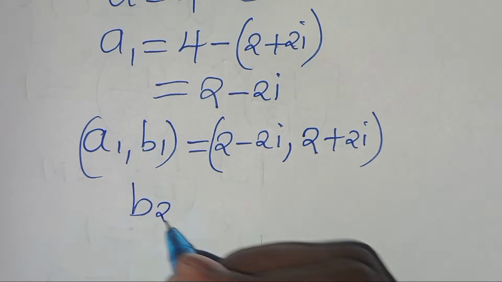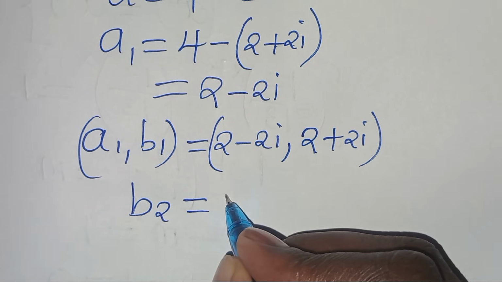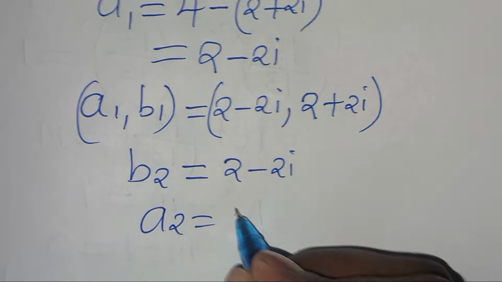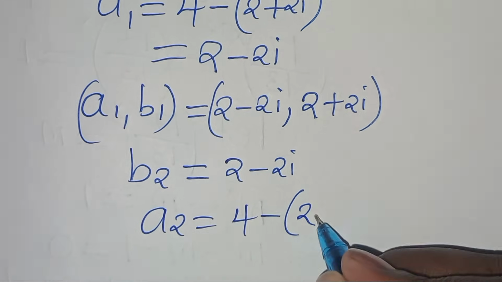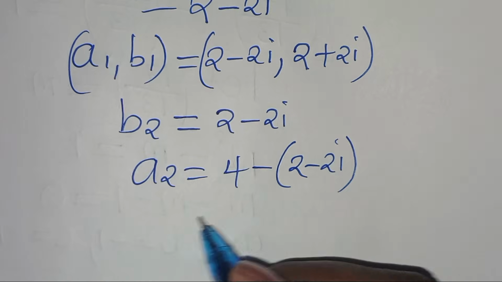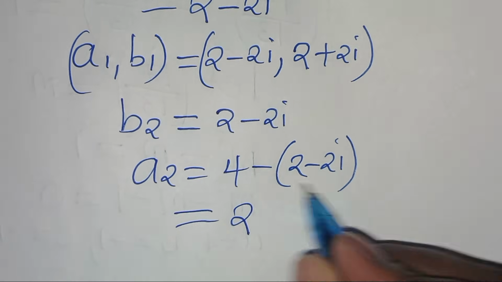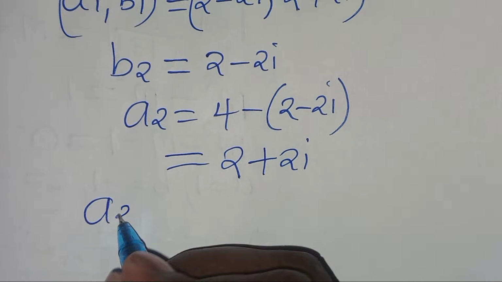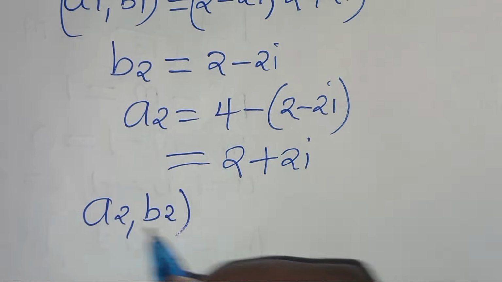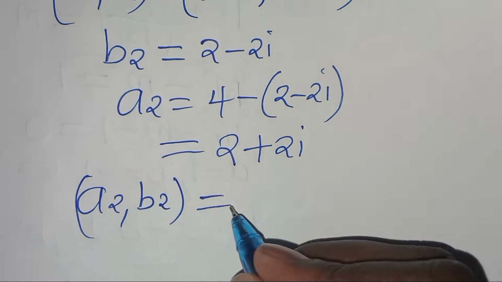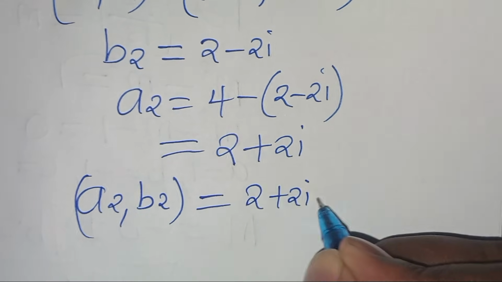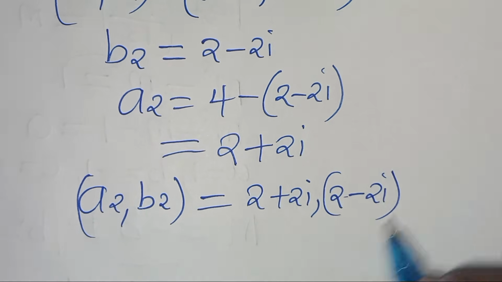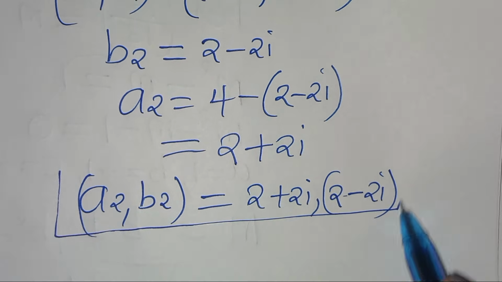Then we can solve for a2, where b2 is 2 minus 2i. So a2 is 4 minus 2 minus 2i. So this is 4 minus 2, this is 2, minus times minus 2i, this is plus 2i. So now the second set of solution, a2, b2, this is equal to 2 plus 2i, comma 2 minus 2i. So this is the second set of solution that we have.